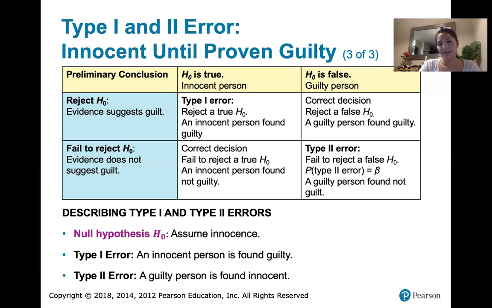But the idea is it's more important to us that we don't find innocent people guilty than it is that we find guilty people to be not guilty. So we sort of protect the innocent person here by minimizing type 1 error as much as possible, as opposed to trying to prevent type 2 error from happening, which is where a guilty person is found to be not guilty. So type 2 error might happen more often if we're emphasizing this type 1 error, which is making sure that innocent people aren't found guilty.